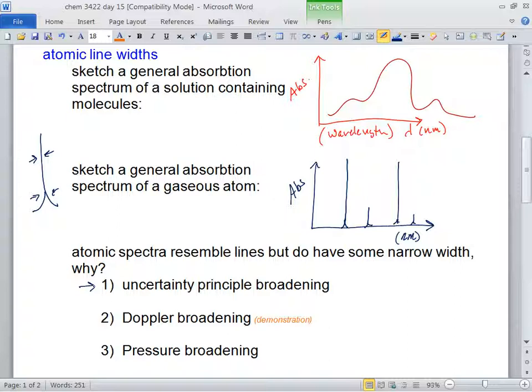Okay, what are they talking about? Uncertainty principle broadening. What was that? There's the name of a guy. This is his principle. Starts with an H.